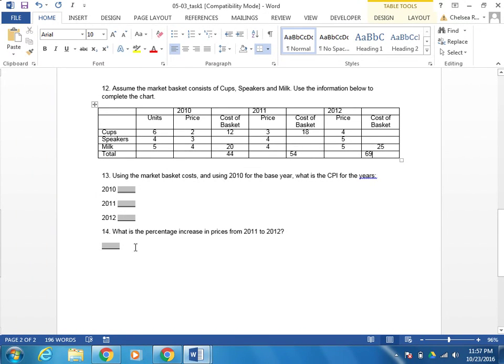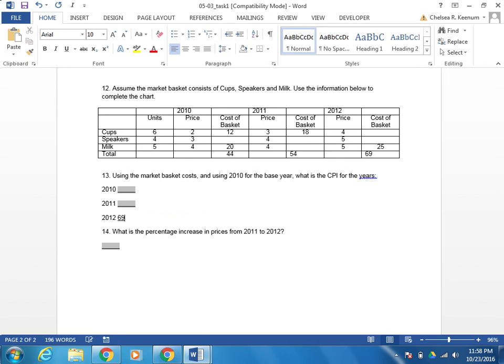And then 2012 is going to be 69. I guess I could type stuff like this for you. 69 divided by 44, and then you're going to multiply all of that times 100. So 69 divided by 44 is going to be about 1.57 times 100, 157%.